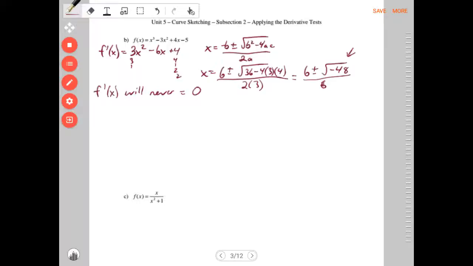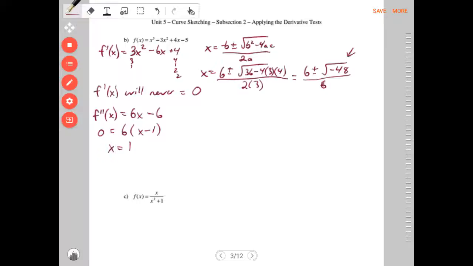Okay, so it's never going to equal 0. So now we try the second derivative. That's going to be 6x minus 6. Well, we want that to equal 0 as well. So, hey, this is looking a little better. So then x equals 1.